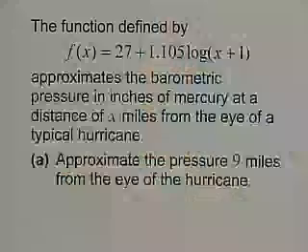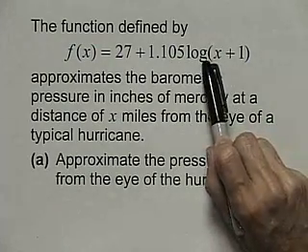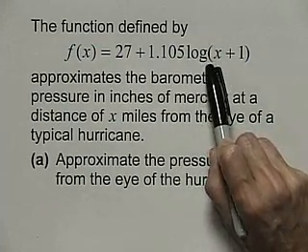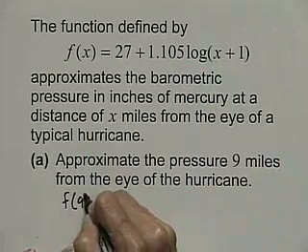Well, let's continue by looking at a logarithmic model. The function defined by f of x equals 27 plus 1.105 log of (x plus 1) approximates the barometric pressure in inches of mercury at a distance of x miles from the eye of a typical hurricane. Let me point out right away that this log, when you don't see a base, is log base 10. The first thing we want to do with this model is approximate the pressure 9 miles from the eye of a hurricane. We're going to take the function and evaluate it at 9.